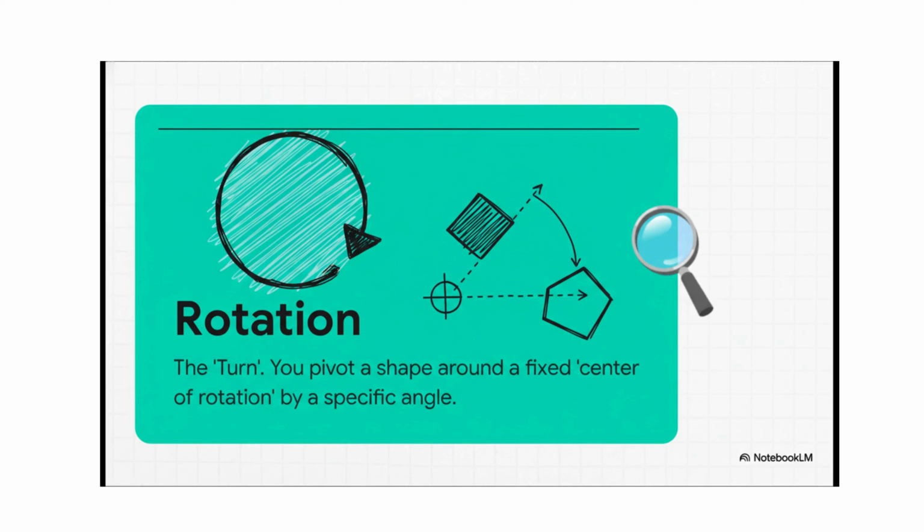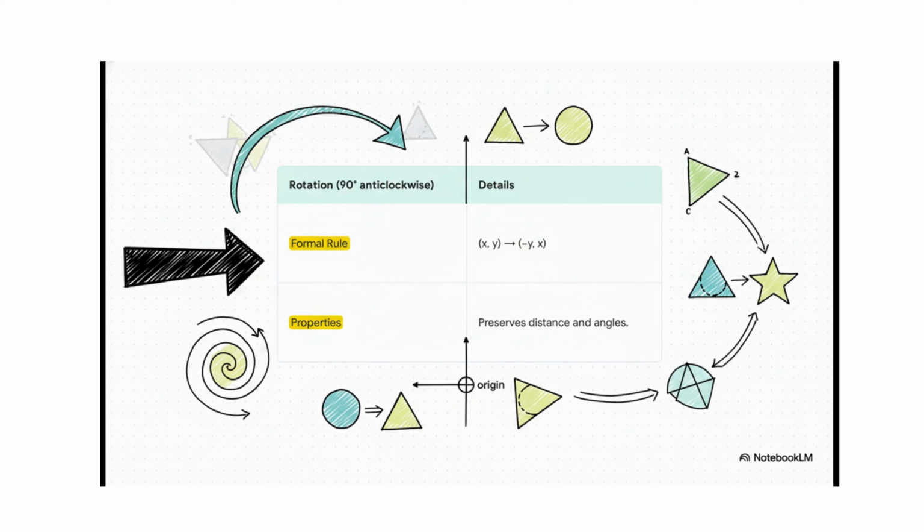You need a fixed point to pivot around, we call that the center of rotation, and you need an angle that tells you exactly how far to turn it. The rule for a 90-degree turn might look a little weird, with the coordinates swapping and changing signs, but again, the important part is the properties. Just like a slide, a turn leaves the shape's size and all of its internal angles completely untouched.